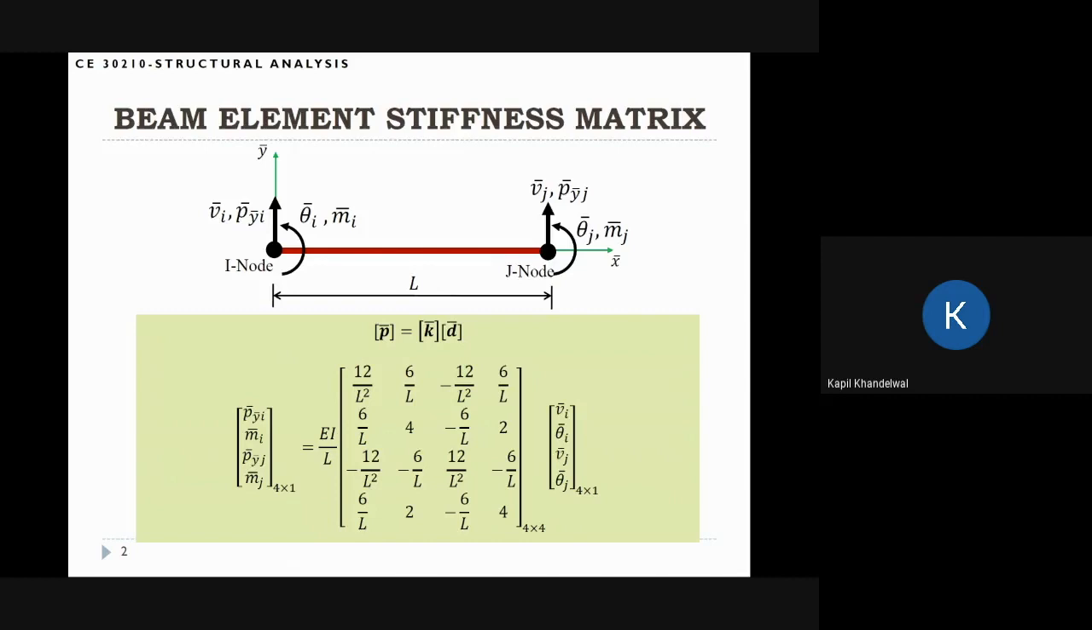Let's think this way. The first column of this matrix is found by displacing the i node by amount vi, fixing all the other degrees of freedom, and whatever force is required is the first column. By definition, this is the meaning of stiffness coefficients. So we are going to use this idea: take the vi degree of freedom and move it by the amount vi, fix all the other degrees of freedom, and so on. Let's get started with this idea.